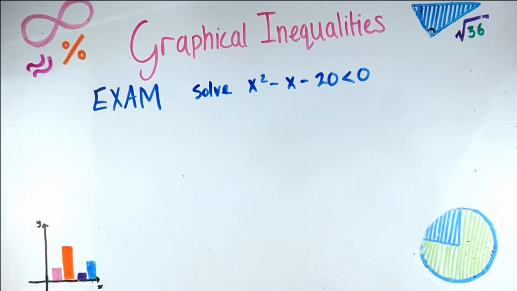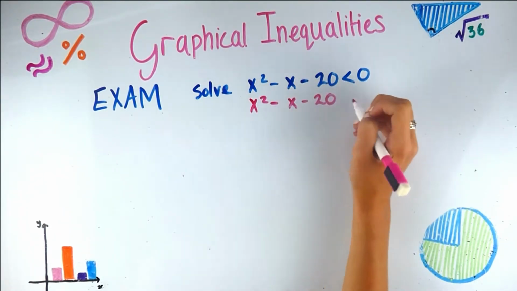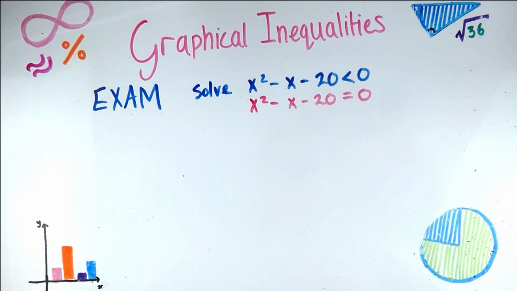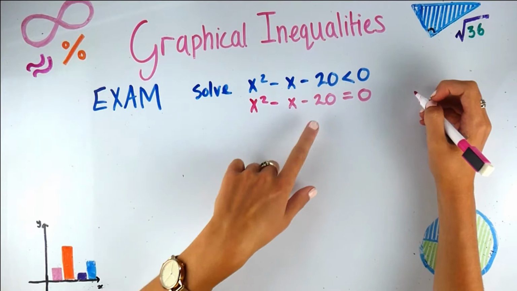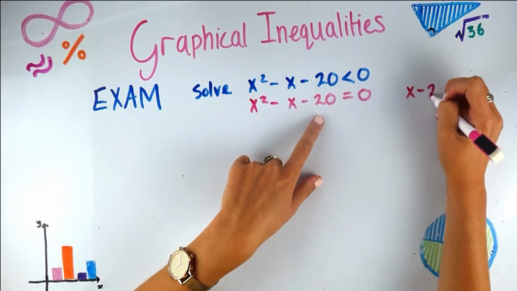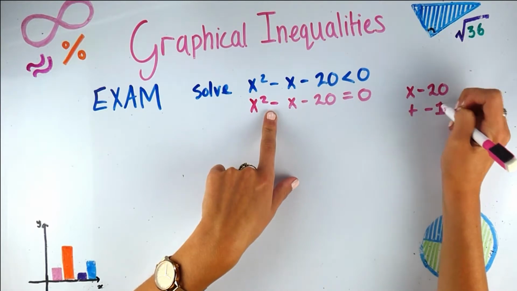Okay, so here we have an inequality and a quadratic, so we know we're going to have to draw it on a graph. So first thing we do is we pretend that it's not an inequality and we solve it equaling 0. So to solve a quadratic we have to factorise it and make those brackets equal 0. So first thing we do is coefficient of x squared is just 1. So we need a number that multiplies to give -20 and adds to give the x coefficient -1.